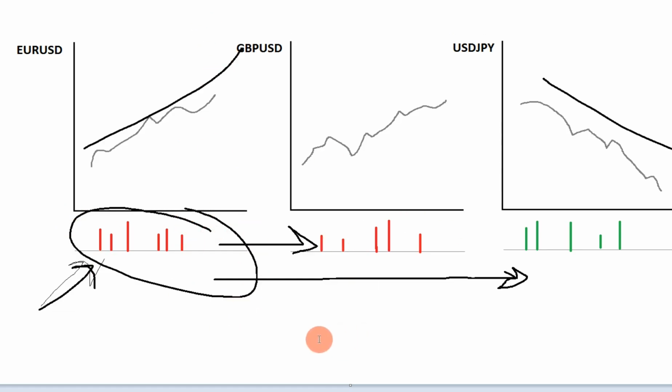This is important. The market causality leads to the respective correlation. Not the other way around, okay? It's very important to understand. This is how this works, okay?